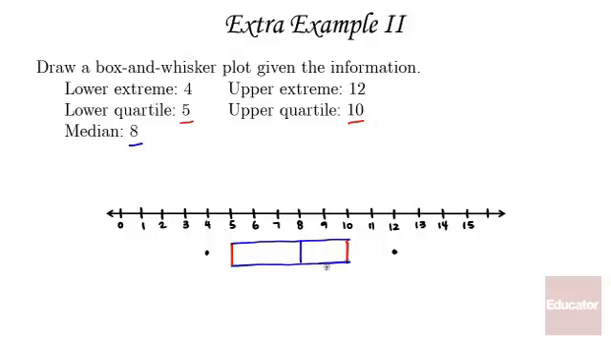You don't have to use different colors. It could just be like that. Just make sure you have these 3 on the correct numbers. And then now you can just draw your whiskers. So from here, you can draw the whisker going out to the 4. And then here, the whisker to the upper extreme. That's 12. And that's it. That's your box and whisker plot.